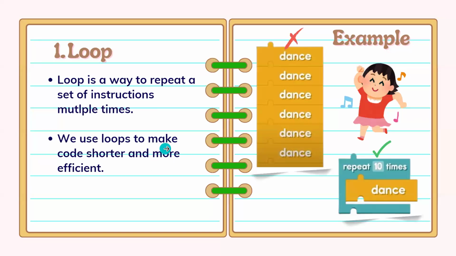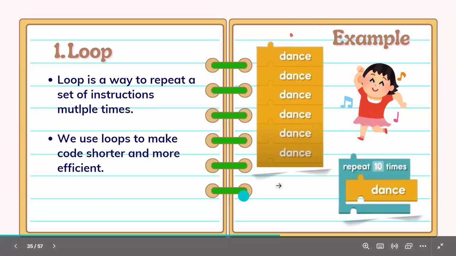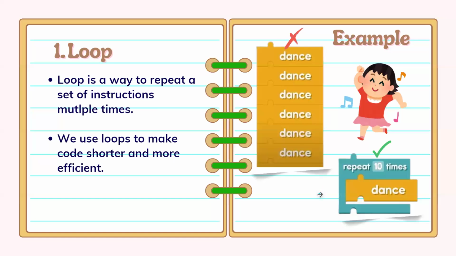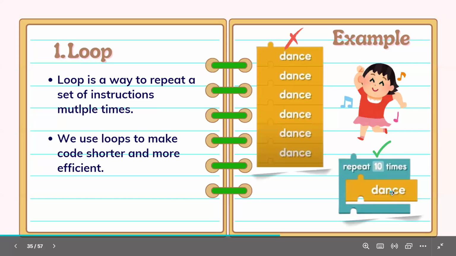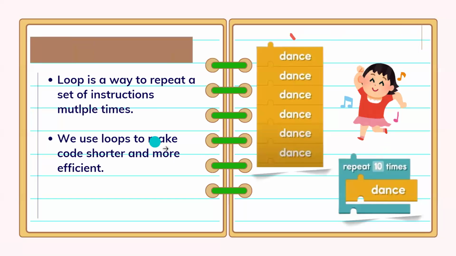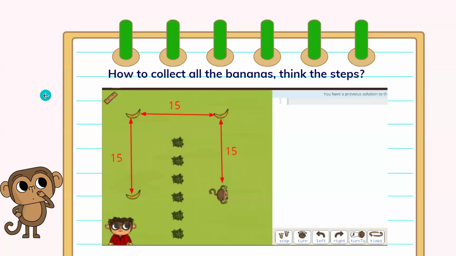We use loops to make code shorter, to make a line of code shorter and more efficient. For example, in this example, without loop it is time consuming. With a loop, this is the loop advantage: to make your code shorter. Agree?